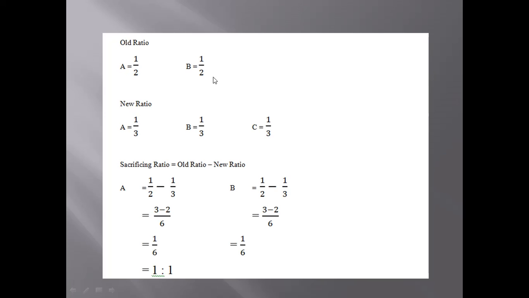Now, when C was admitted, the ratio was changed again. And in the question, on what ratio or on what share C is being admitted, it is not mentioned. So, therefore, the new ratio will also be equally distributed. That is 1 by 3 for all the partners. That is A, B, and C equals 1 by 3 each.